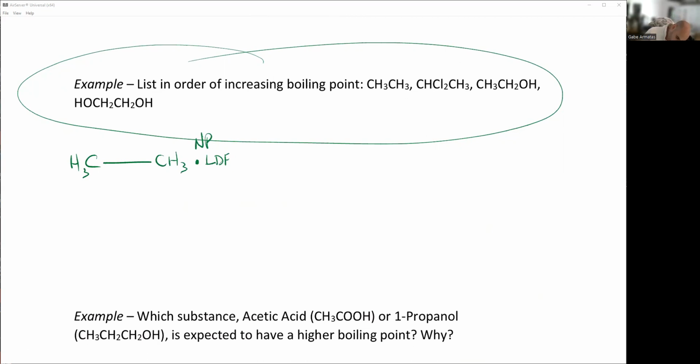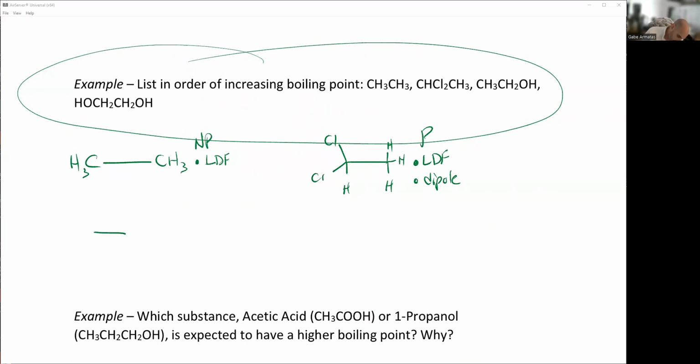The next one has two chlorines attached to it, it looks like on this side. So Cl, Cl, H, H, H, H. This one is in fact polar. So I know it has London dispersion forces. It has dipole-dipole because it's polar. Does it have hydrogen bonding? It doesn't have nitrogen, oxygen, or fluorine, so it stops pretty much there.